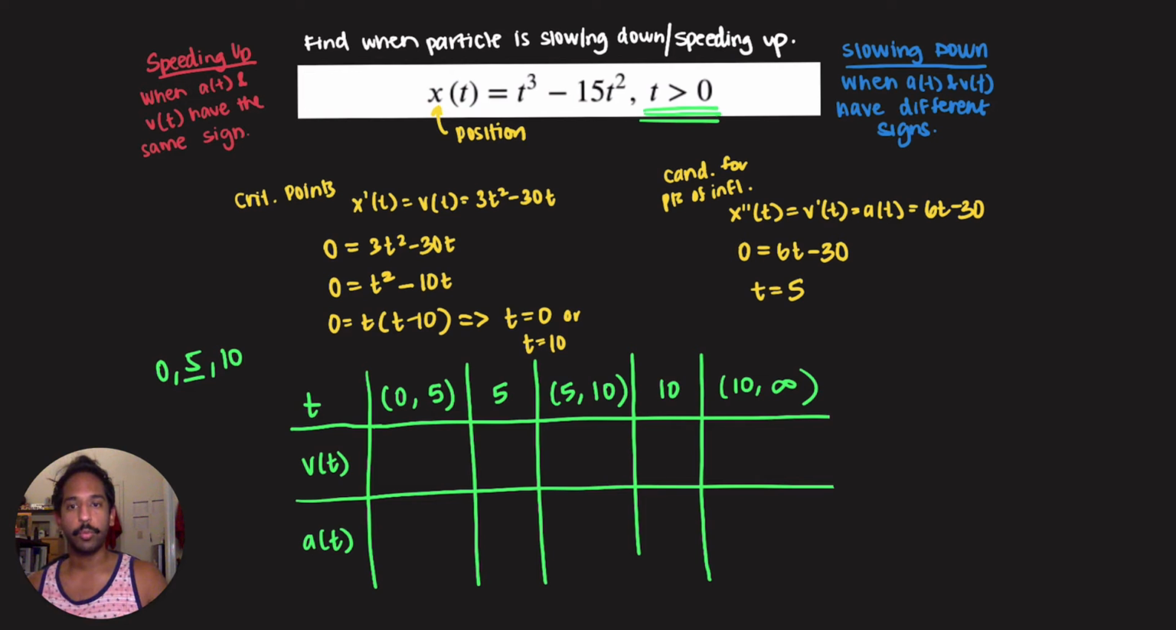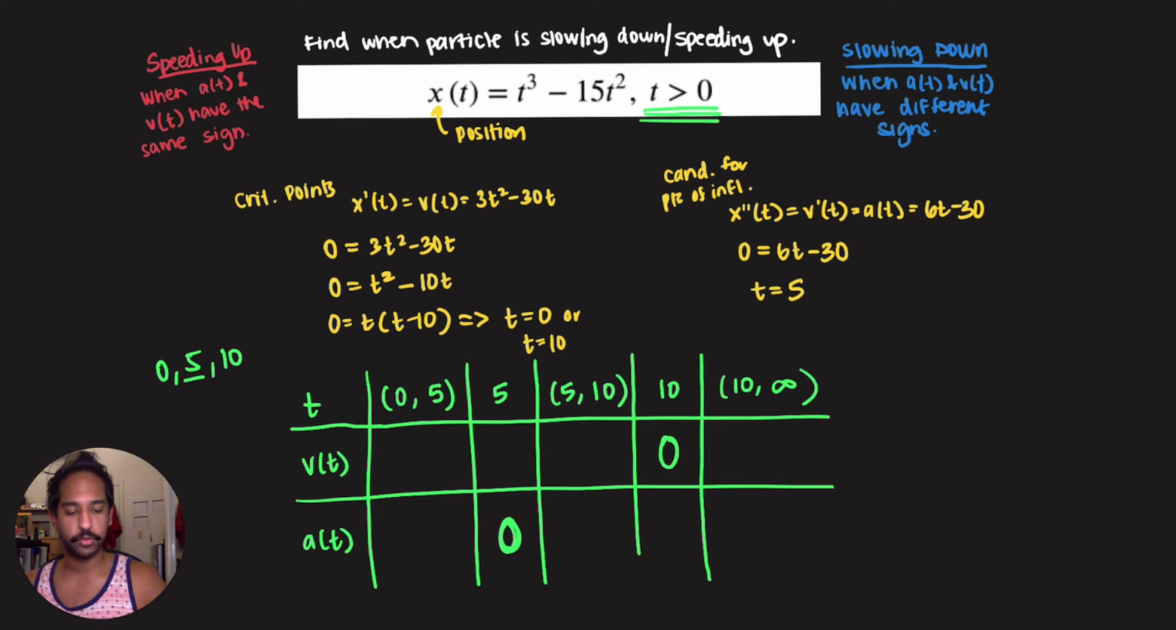All right, so we know that the velocity at 0 and at 10 is 0, so we can mark that now. We don't have a place for 0, so we're not going to mark it. And then we also know that the acceleration at t equals 5 is 0, so we can mark that as well.